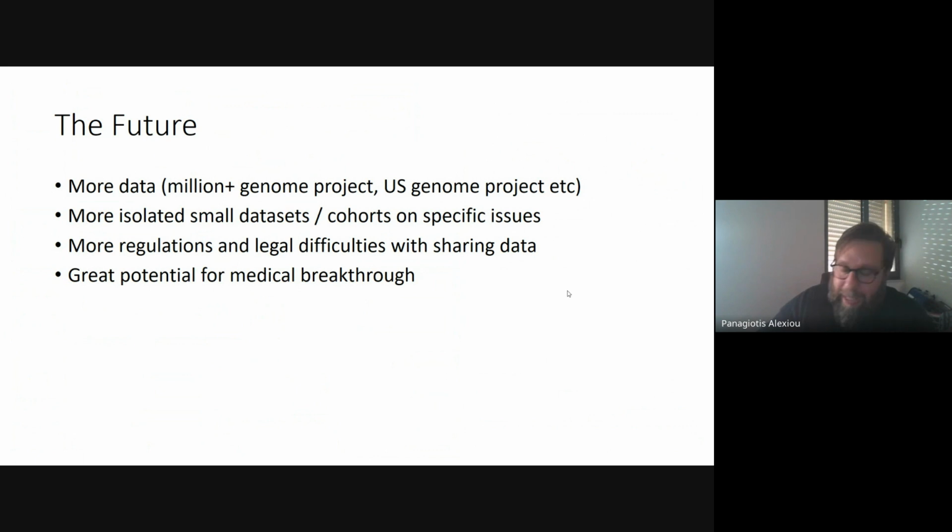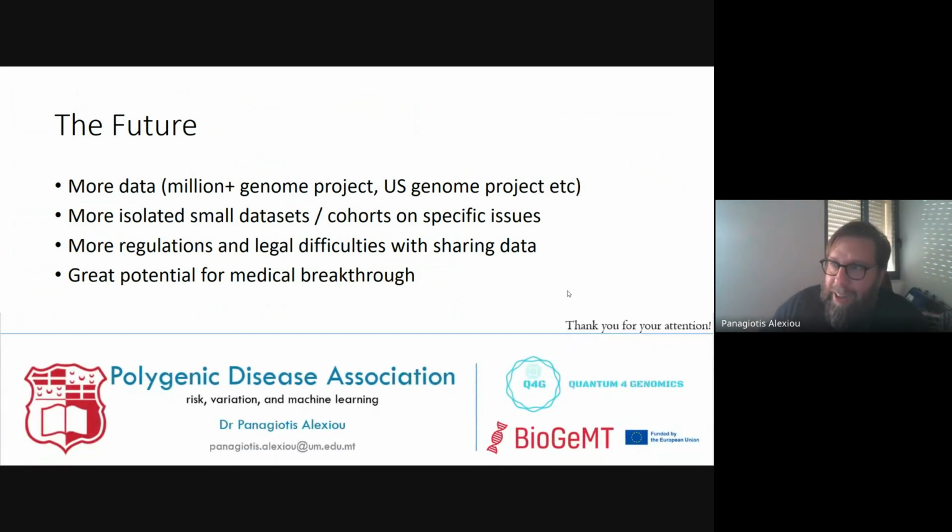I could explain a quite complex field in an hour. So what is going on now? What's coming is that we are looking at a lot more data. Millions and millions of genomes are currently being sequenced, and sequencing is becoming cheaper. We are also looking at many more isolated small data sets. It's now within grasp of normal researchers to do 50 to 100 genomes, which 10 or 20 years ago was something a big consortium would do. These small data sets could be quite interesting in predicting things, but they are isolated, and often because of regulations and legal difficulties, it's not easy to share the data.